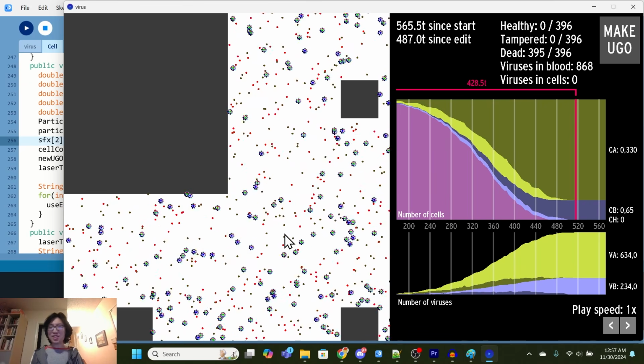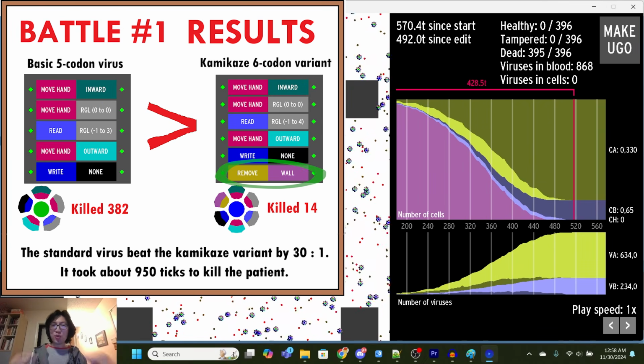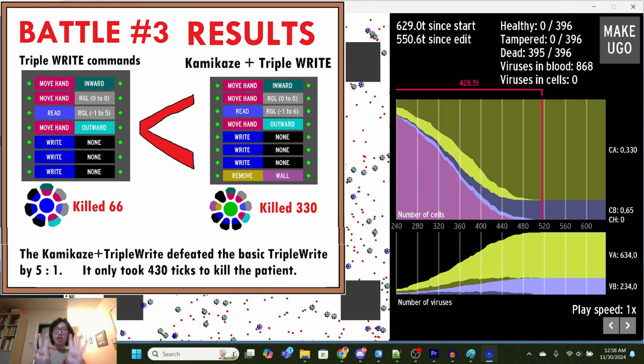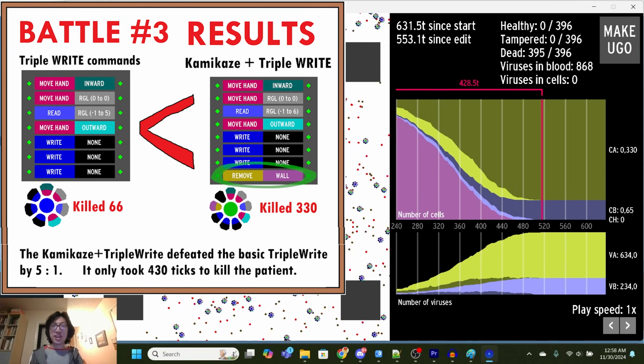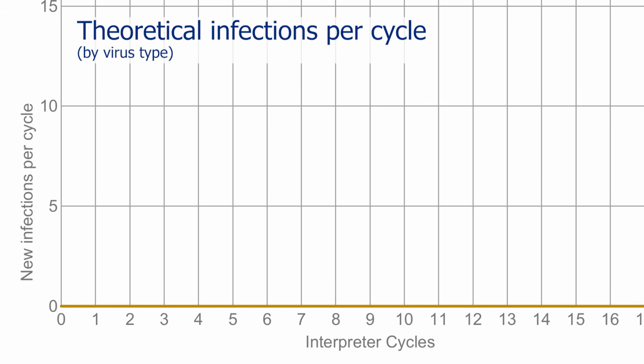But I find that a little counterintuitive. When we did the 1v1 tests, having remove wall was actually really bad for your strategy. But in this 3 versus 3 competition, having that remove wall command actually gave the green disease 83% of the territory. Here's my reasoning for why this is.